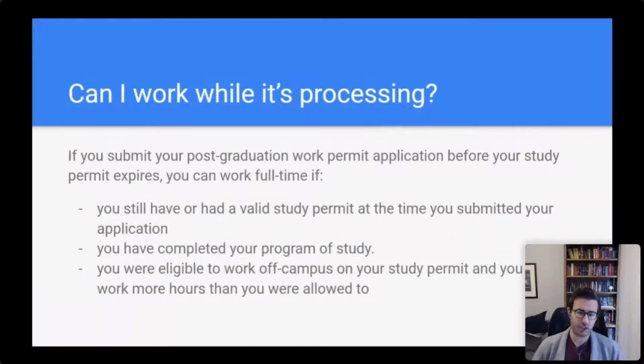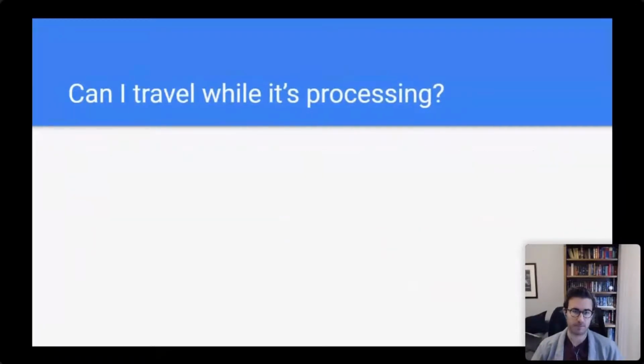The other thing you want to ensure is that you were eligible to work off campus on your study permit and you didn't work more hours than you were allowed to. So most of you should have a condition on your work permit that says you are allowed to work up to 20 hours per week off campus. As long as you have that, you have your implied status and you can start working as soon as you submit your post-grad work permit.